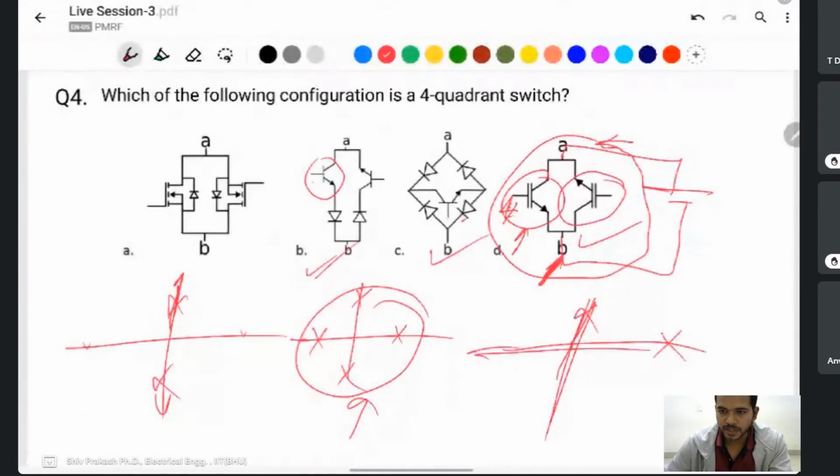And in a MOSFET, if you apply a negative VDS, then the MOSFET can't conduct if your diode is not present. But in a MOSFET, you have an internal body diode. That's why current flows. But here, current does not flow in the BJT or IGBT. That's why this one is the fourth quadrant. Okay, sir.